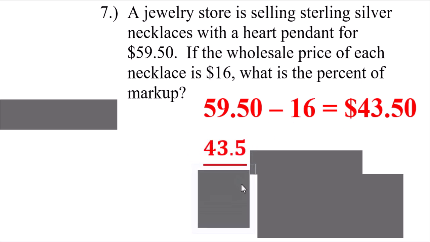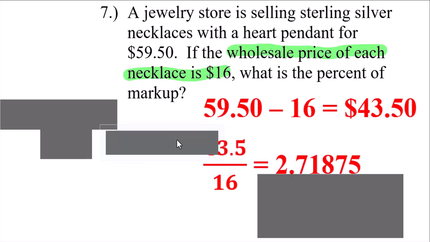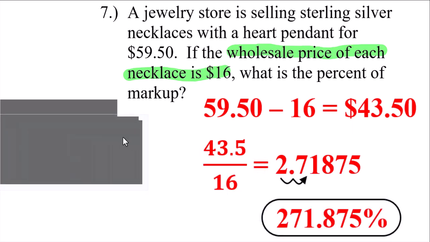That's your numerator. Divided by the wholesale price. Because remember, I told you this earlier above in the paragraph. The wholesale price is the original price. So that is your denominator. And so once again, you're going to get something bigger than 100%. In fact, this one's bigger than 200%, which probably shouldn't surprise you. Look how much more they're selling the necklace for than what the wholesale price was for the jewelry store to acquire it. This is going to be 271.875% for the markup.